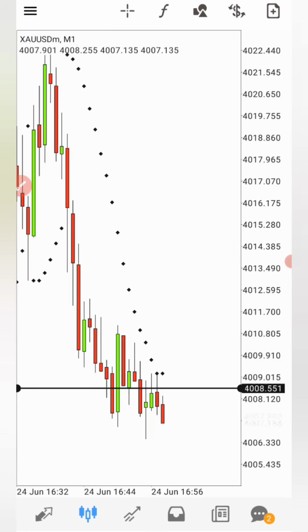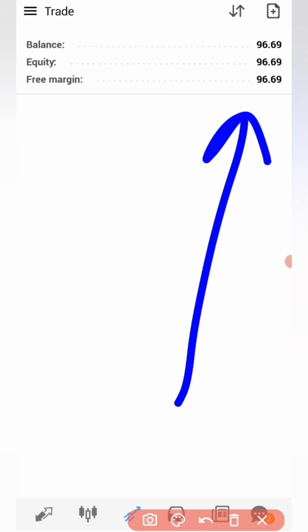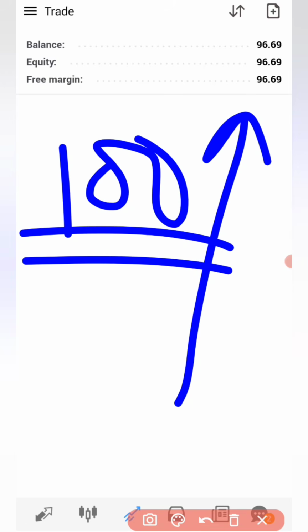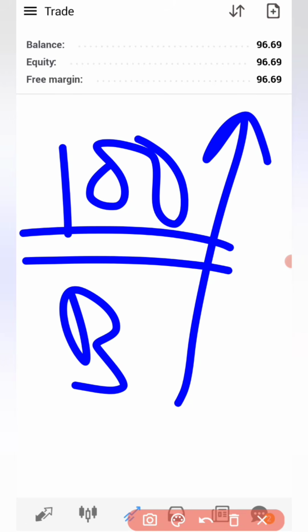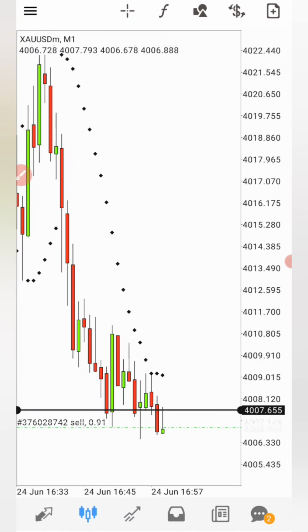I'm going to close everything right now. As you can see, we're just a few dollars away from getting to $100, where the growth comes in even bigger and bigger. So right now I'm going to enter another sell trade right here.